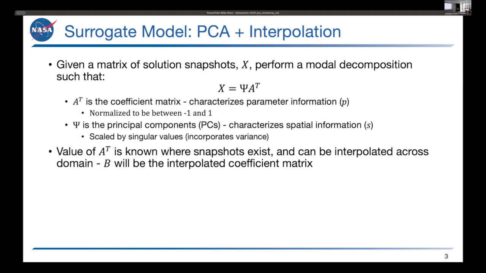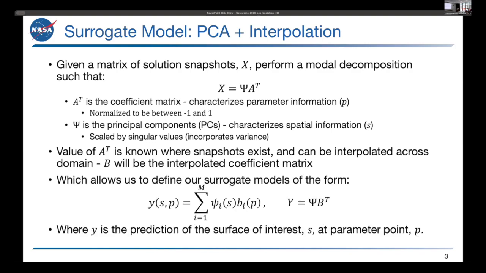We know these values of A transposed where we have snapshots where we've gathered data. And so we can take that and we can interpolate across the domain of interest. We're going to call this B. You can do slightly different forms of the model by doing some sort of regression analysis instead of interpolation, and it carries through. So we get this B.